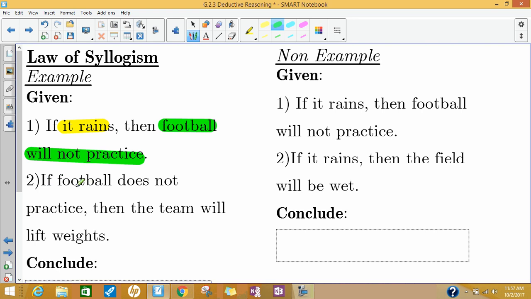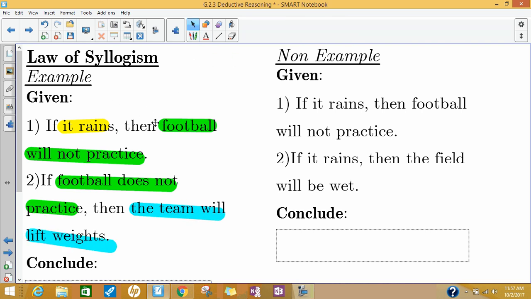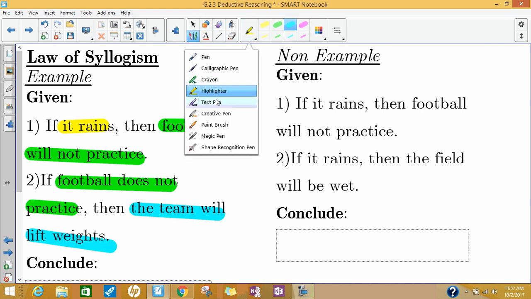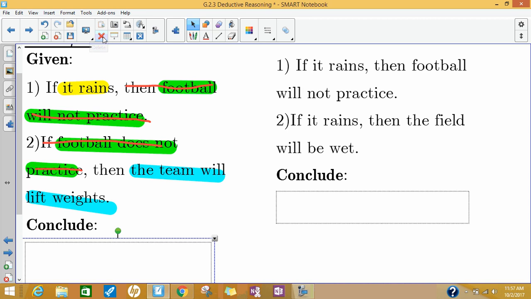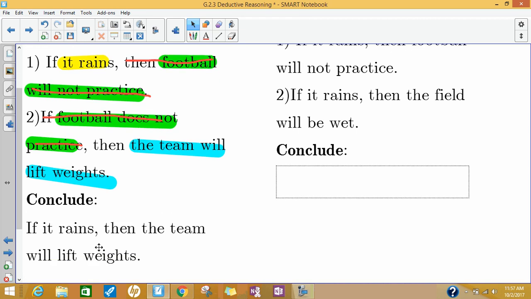Down here, the beginning of the second conditional is football does not practice. That's the same as the end of the original. So I'm going to highlight it in the same color. And then I have a third part, the team will lift weights. So because the end of my first statement is the same as the beginning of my second statement, I'm sort of going to cut out the middleman here, and I'm going to eliminate the parts in green, and I'm going to combine the other two together to get, if it rains, then the team will lift weights.